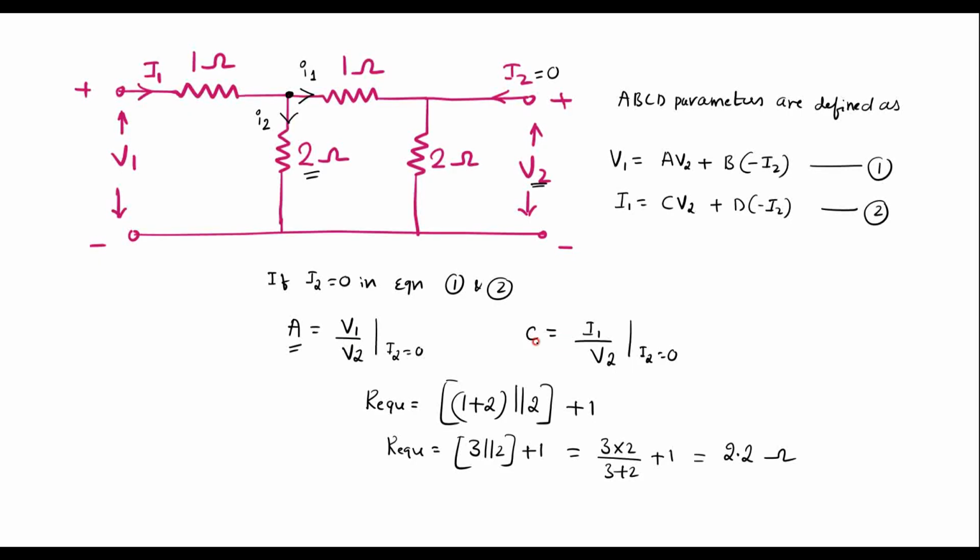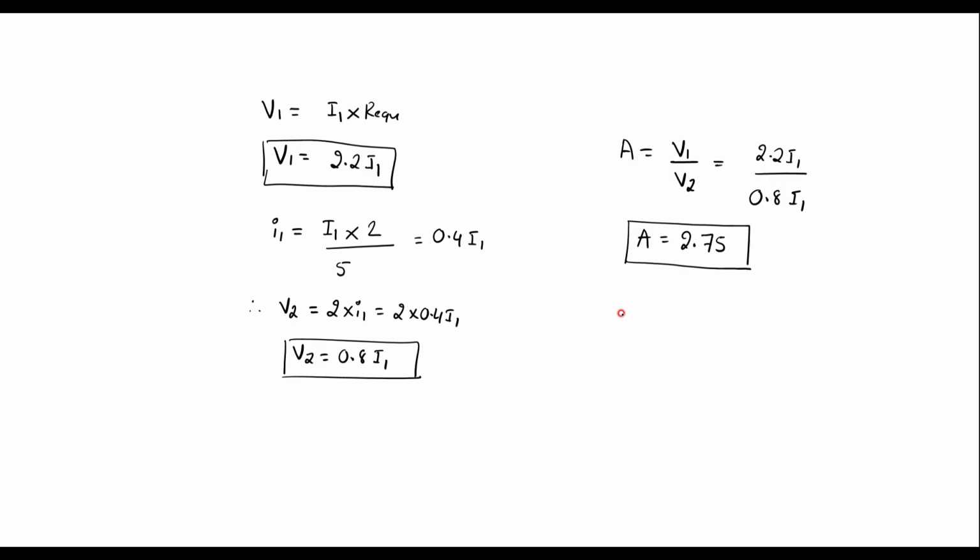Now let's calculate C. C will be equal to I1 divided by V2. So I1 divided by V2 is I1 divided by 0.8 I1. Therefore C is equal to 1 upon 0.8, that is 1 divided by 0.8. Therefore C is equal to 1.25.